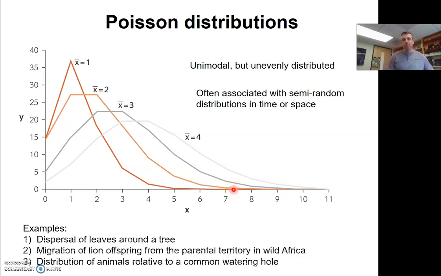So some examples that I thought of. Dispersal of leaves around a tree. Most of those leaves are going to end up pretty close to the tree, but some are going to get caught by the wind and end up pretty far away. So you're going to get a non-normal distribution of leaves around the tree. Migration of lion offspring from parental territory in wild Africa. They're going to leave the herd, but they're usually going to leave a certain distance away. But some might migrate quite a ways, and that's going to skew it to one side. Distribution of animals relative to a common watering hole. Most of those animals are going to stay pretty close to that watering hole, but some might move quite a ways. And so you end up with these uneven distributions that would not be considered normal distribution.